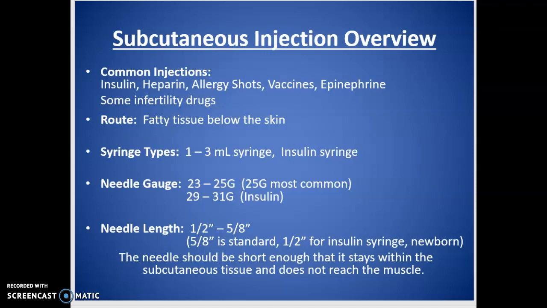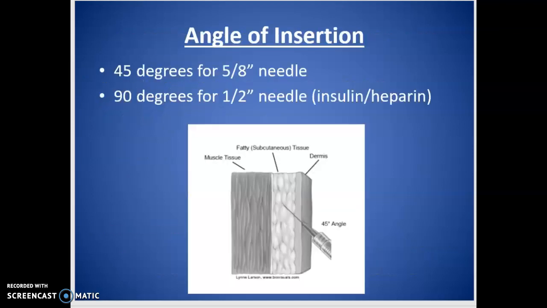And of course, the idea behind this is we use a shorter needle so that it stays within the subcutaneous tissue and doesn't reach the muscle. So we don't want to put subq medication into a muscle. And the reason, once again, is it's all about the absorption. When you absorb into subq tissue, it's at a different absorption rate than you will get with an IM type of injection when you're going into muscular tissue.